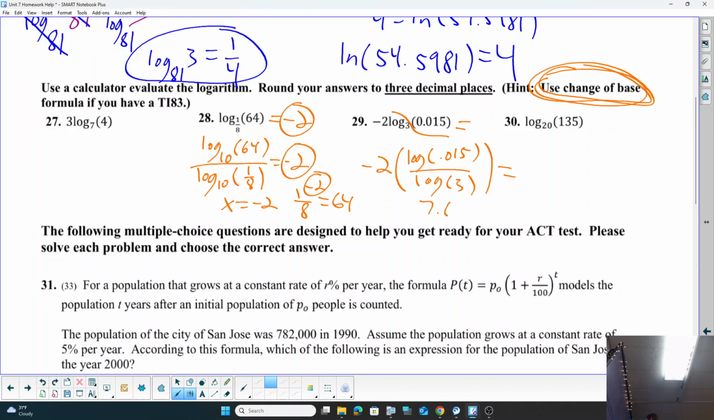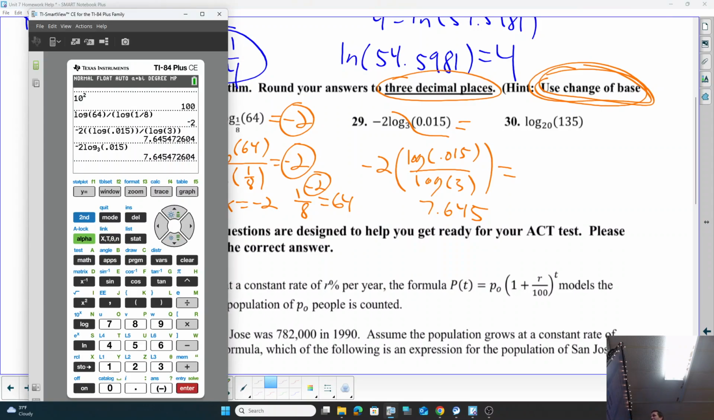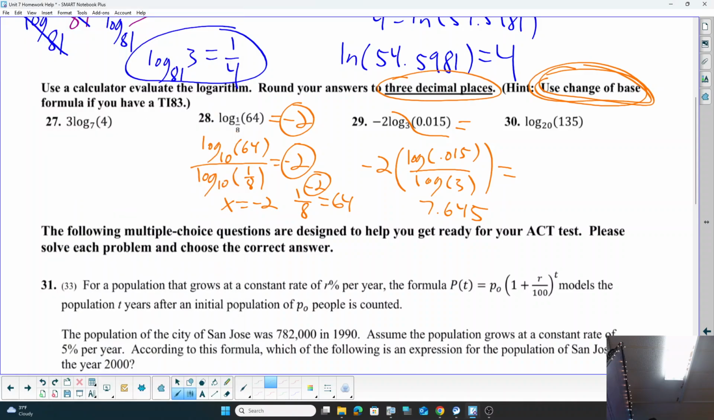7.645. It says 3 decimal places. And so that's going to be 6454. So we're okay that that's going to truncate off. And that's our answer for that one. So try 27, try number 30. Give those a try.